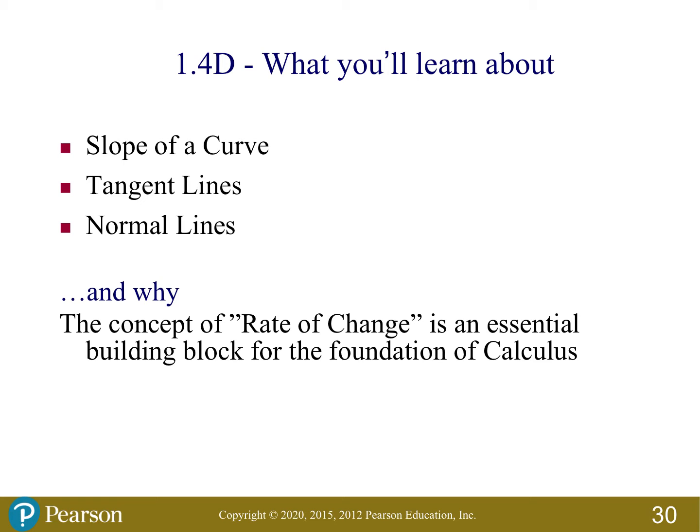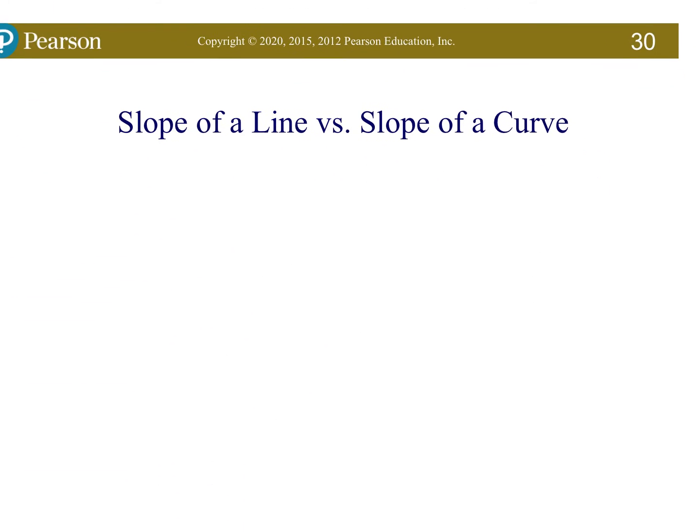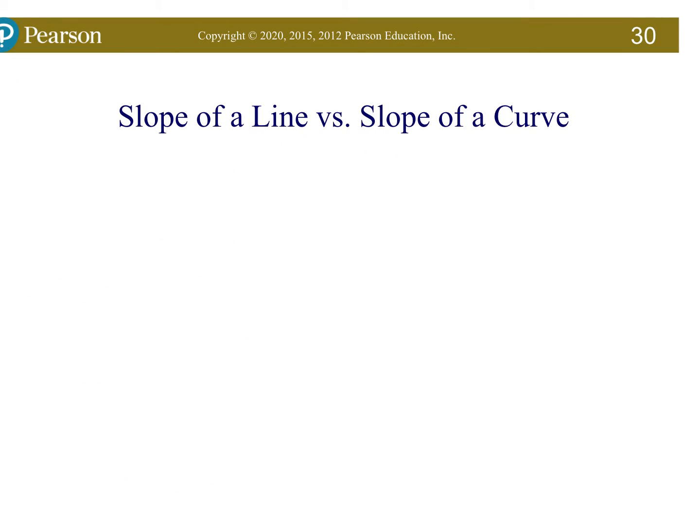So we're going to talk about what we learned before, which was slope of a curve. And now we're going to relate that to what that means for tangent. And we'll also talk about a vocab word called nominal. We'll review what that means. Okay, just to set the stage here, the slope of a line versus the slope of a curve.